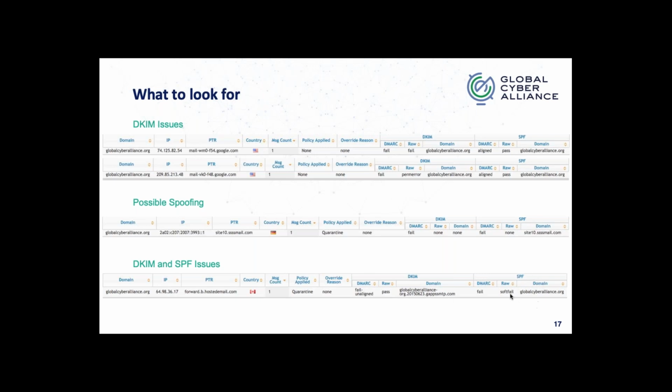And then SPF did a soft fail, and DMARC failed, because this IP address and this domain have nothing to do with Global Cyber Alliance. It's not in our SPF, so it failed. If this was in our SPF, then this would be an aligned pass, but in this case, it completely failed. Most likely this is a forwarded message, but the tools that you could use are the ones that are actually out there.